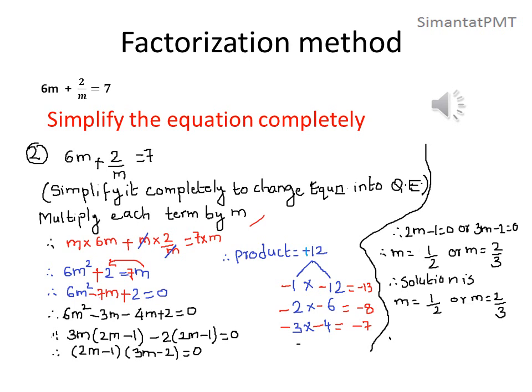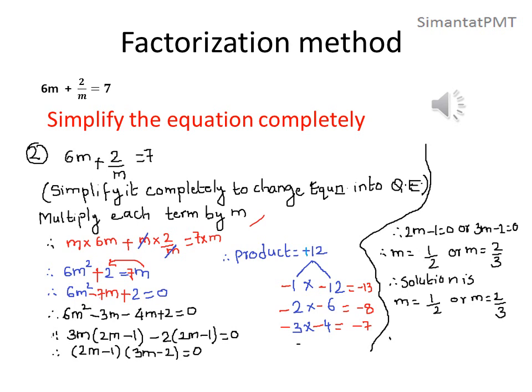So we find the product. In this case, it is 6 into 2, which is 12. So we find factors of 12 such that when you apply the addition or subtraction rules, we get the middle term. In this case, it is minus 7. So start with the first factor. 1 into 12 is 12. But now, since the product is positive, both factors will either be positive or negative.